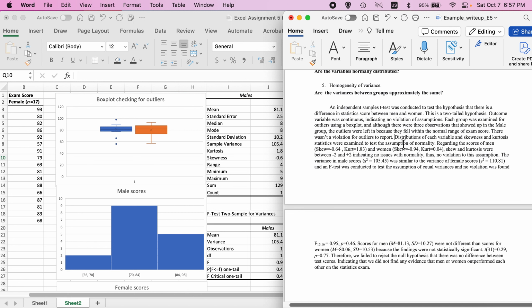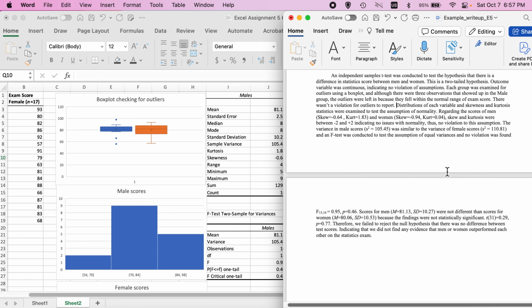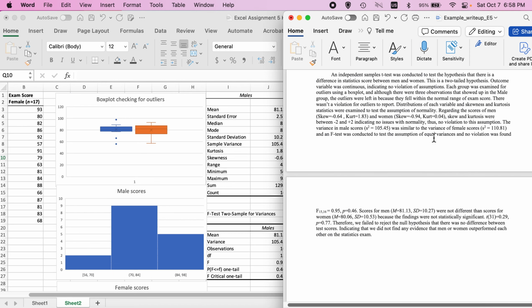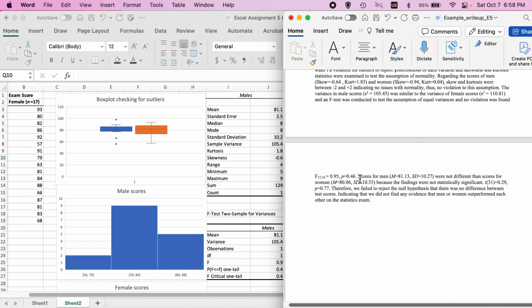Distributions of each variable and skewness and kurtosis statistics were examined to test the assumption of normality. Regarding the scores of men and women, skew and kurtosis were between -2 and +2, indicating no issues with normality, thus no violation. The variance in the male scores, 105.45, was similar to the variance of female scores, and an F-test was conducted to test this assumption of equal variances, and no violation was found. And then I reported the F statistic here.